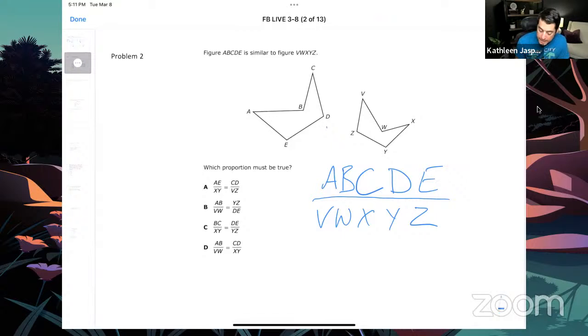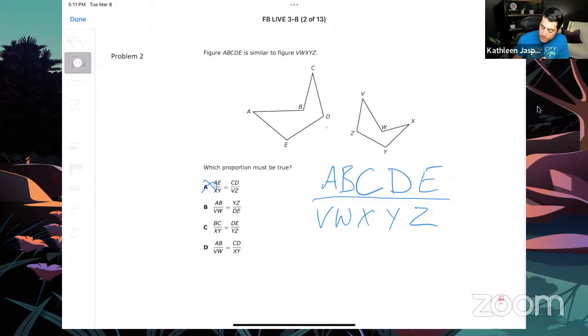So let's start with A. A says AE over XY. So I have AE over XY. Do those match up? And they do not, because they would have been right on top of each other. So I know for a fact that's not going to work. So that's out. Okay.